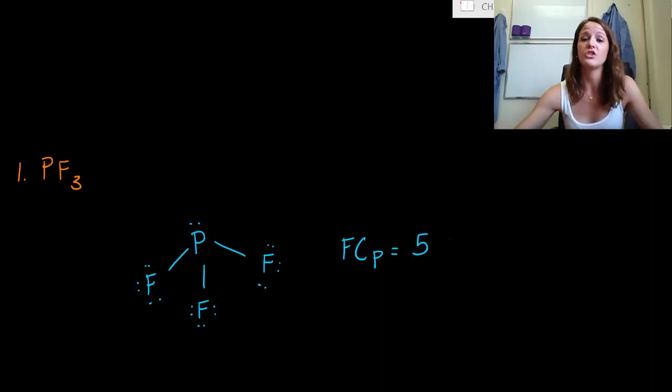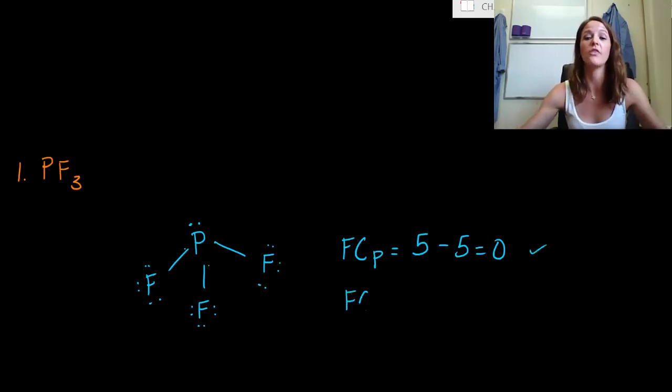Phosphorus is in group 5, it's directly under nitrogen, and it is touching 1, 2, 3, 4, and 5 different things. So 5 minus 5 gives us 0. So the formal charge of phosphorus is 0. So that's a really good sign. That's a positive thing that we're on the right track, at least for evaluating our structure.